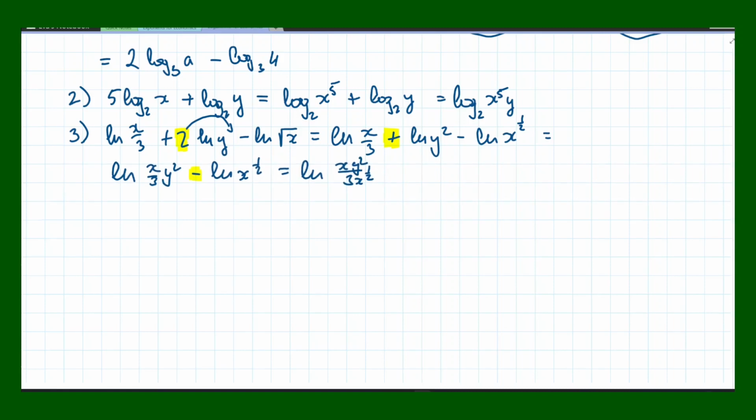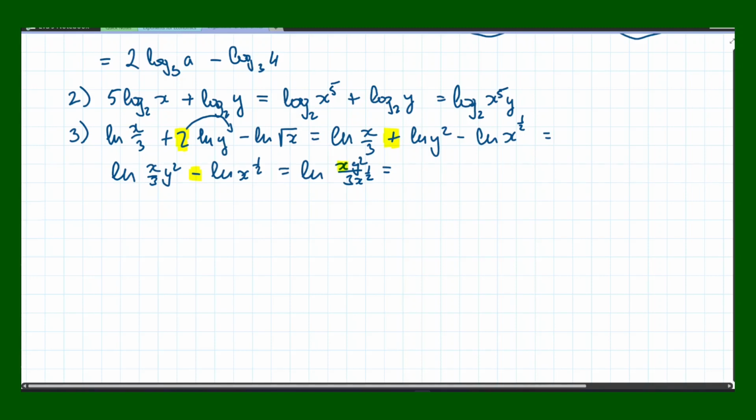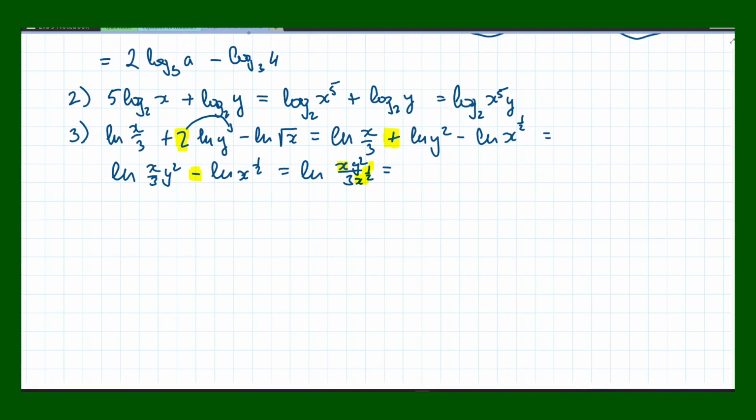Let's tidy this one up a little bit, because what I've also noticed is that I have x in the numerator and I have x in the denominator. So my knowledge of exponents comes in handy all the time. So how can I simplify x over x to the half?